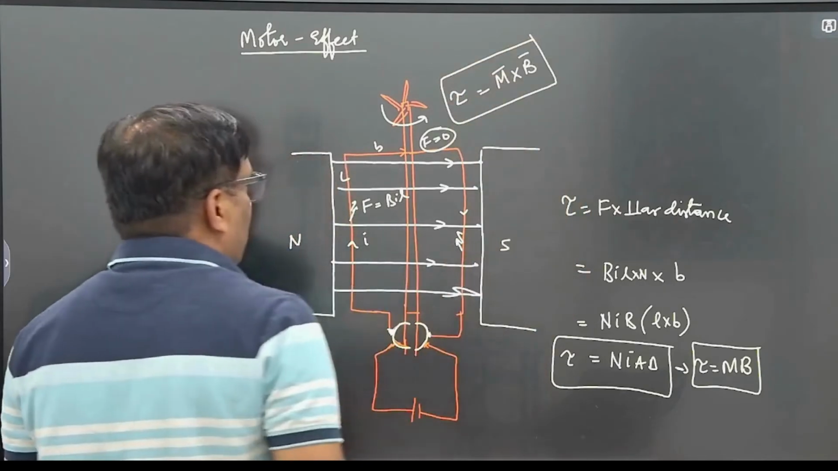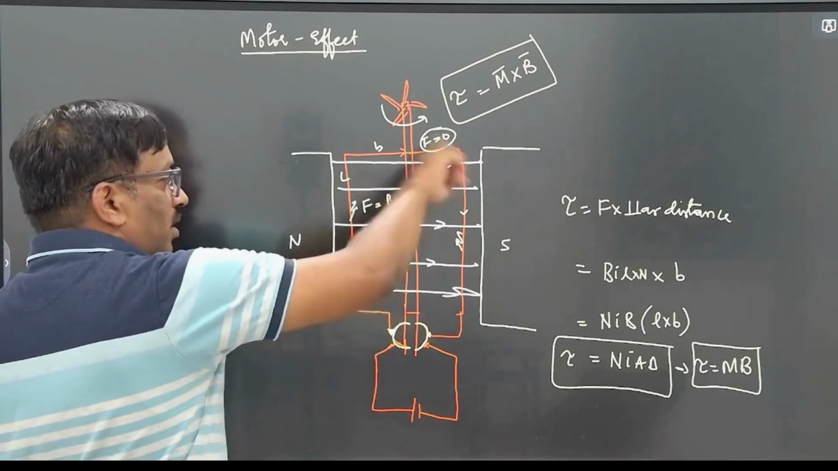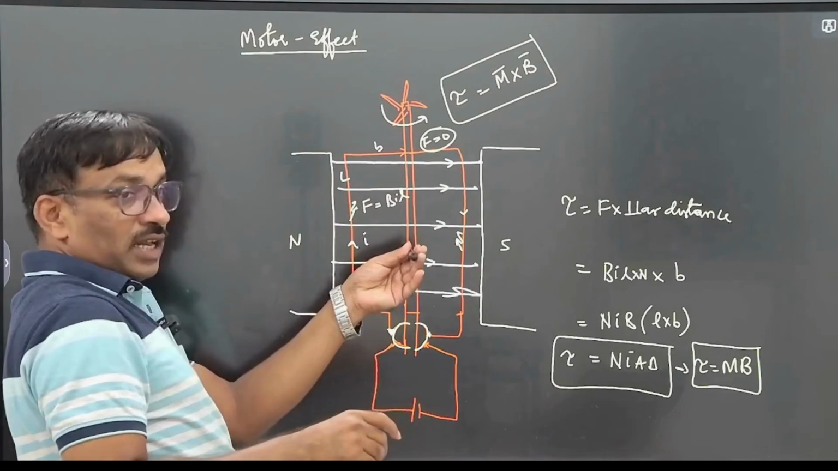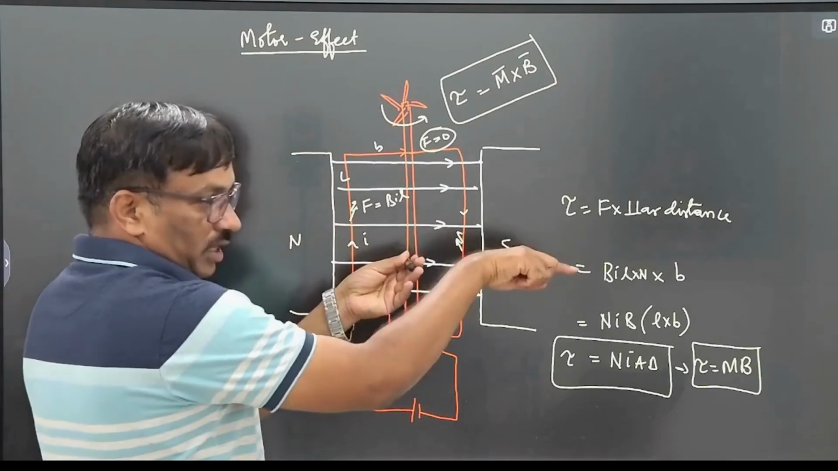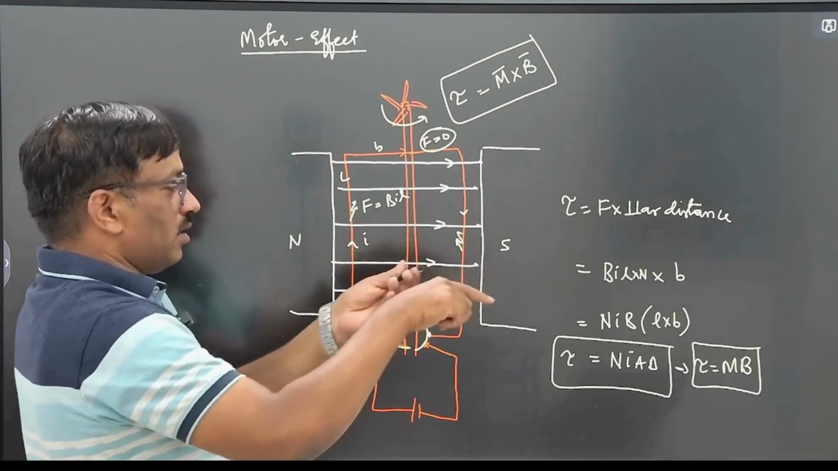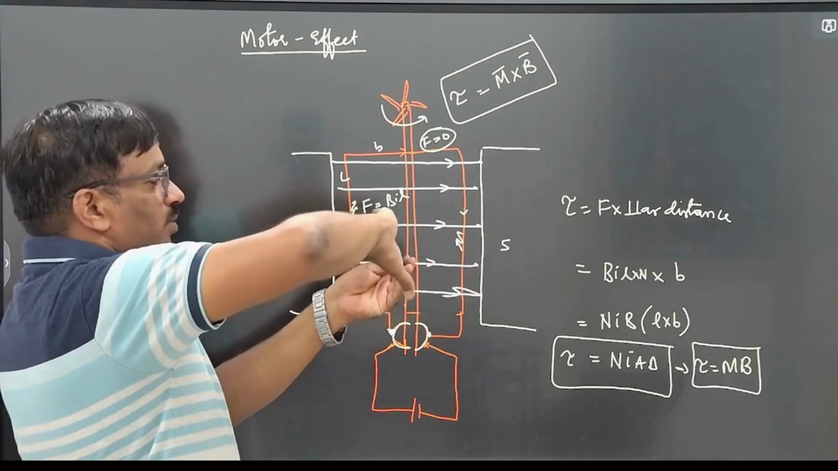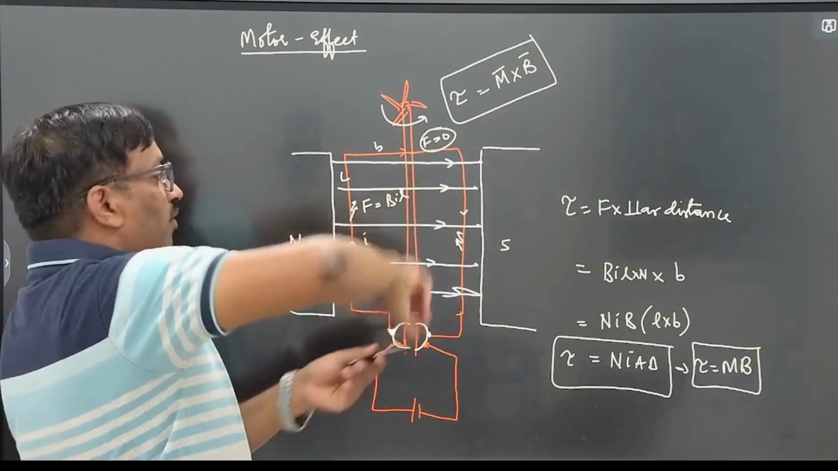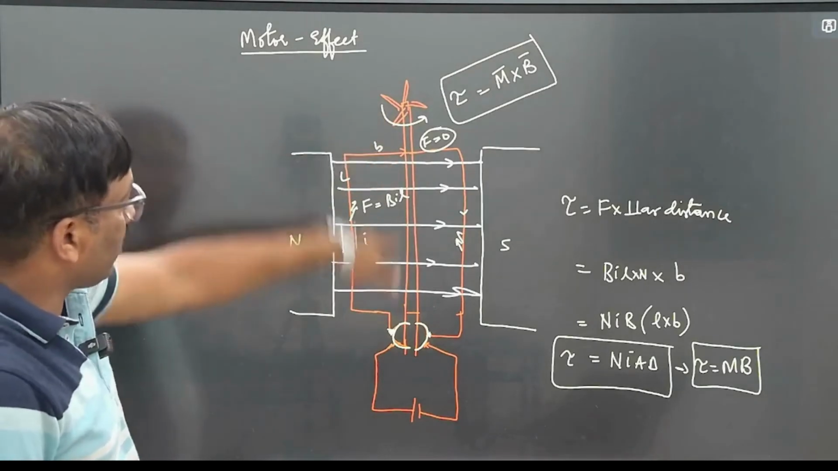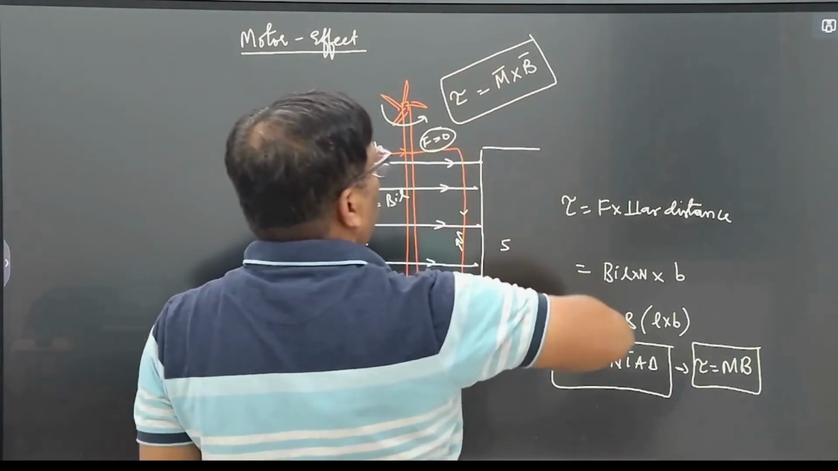What is the direction of your torque? It is M cross B. This is the current, so this side will be your magnetic field. The magnetic moment is in this direction now, and B is in this direction. So what is the torque here? M cross B. Therefore the torque will be acting in this direction, that means it will be acting along this rod. Clear? So the torque will be perpendicular to this one.